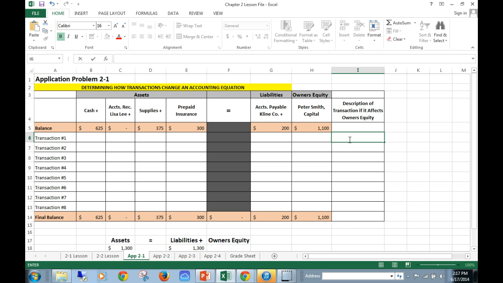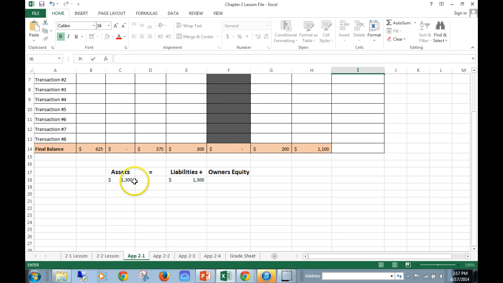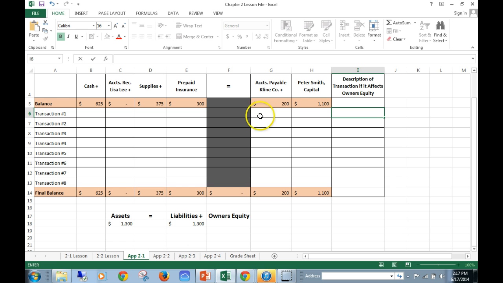D, calculate the new balance for each account, and I've already put the formulas in here for you. And E, before going on to the next transaction, determine if the accounting equation is still in balance, and I've put that here for you. So every time we make a change, I've put the formula up here. I've summed these 4, and I've summed these 2 to make sure that these 2 are affected every time I make a change. So let's look at transaction 1.